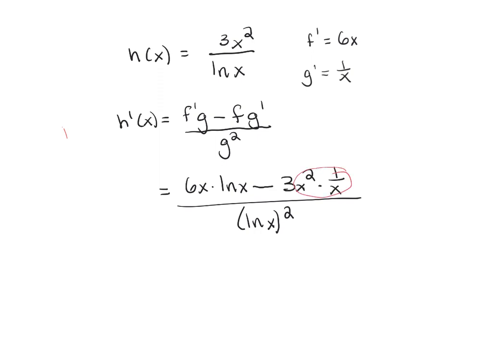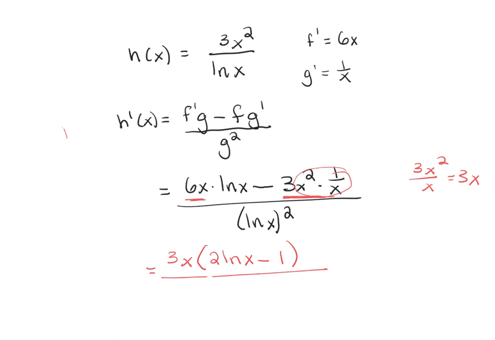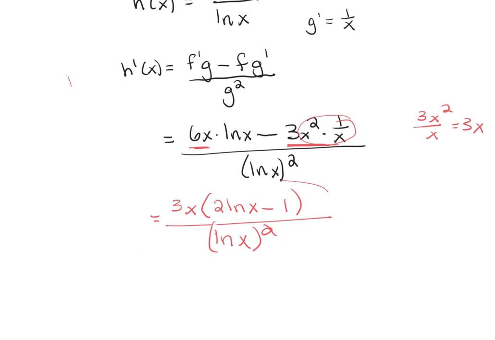This right here can simplify. Think of that as 3x squared over x, which would go down to 3x. And then I would factor out a 3x because I've got 6x and then this turns into 3x. So let's do that. Take a 3x out. So then I am left with 2 times the natural log of x minus 1, all over natural log of x squared. And that is the final answer.